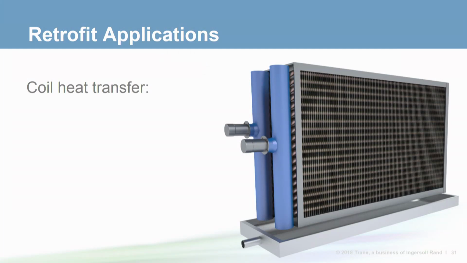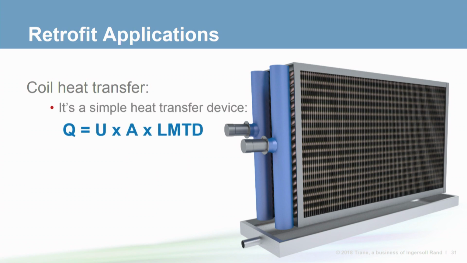Before diving into some examples, let's see how higher delta T's affect coil heat transfer. The amount of heat transferred from a cooling coil is dependent on the equation UA-LMTD. With an existing coil, the coil area is constant, and our primary interest is in the LMTD term, or log mean temperature difference. This temperature difference is an asset of an existing coil that can be exploited.